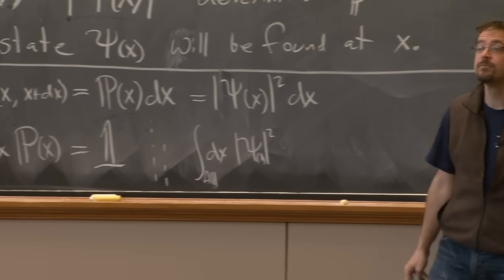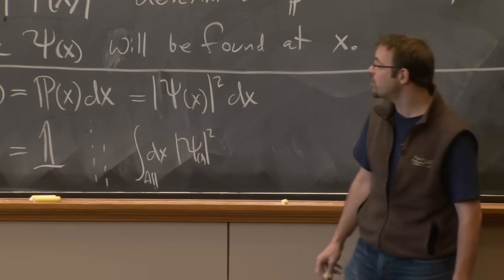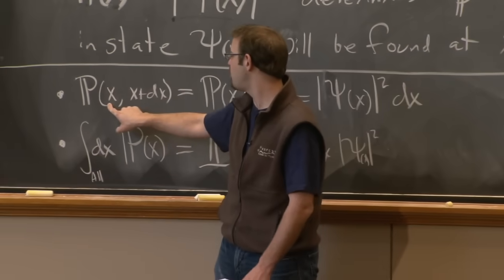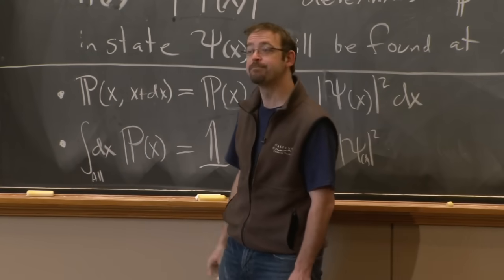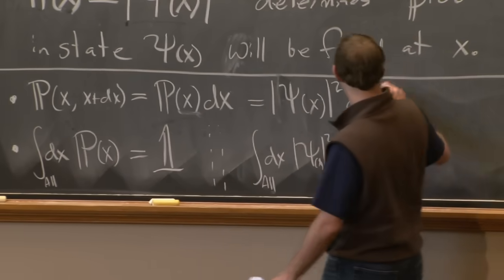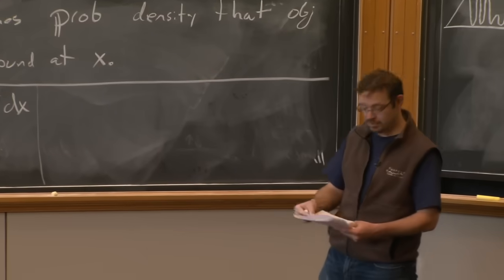Yep? Can you please use different notation for probability density and probability? I'm not going to. Probability density is going to have just one argument, and total probability is going to have an interval as an argument. So they're distinct, and this is just the notation I like. Other questions? Okay.